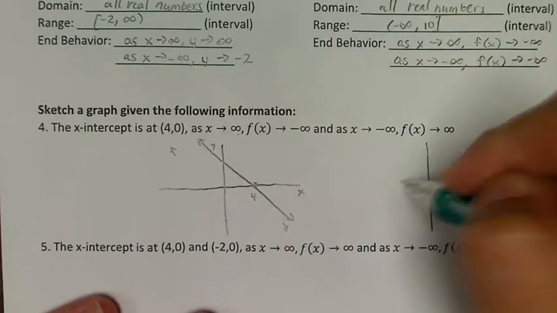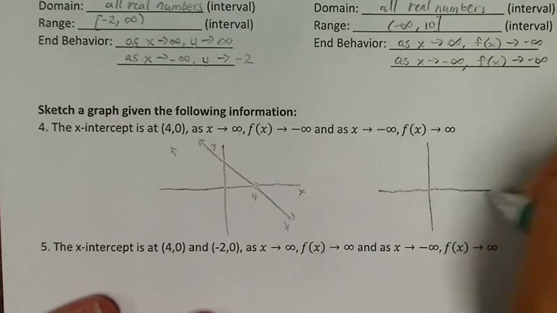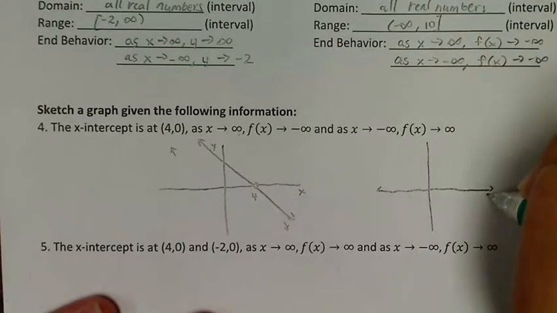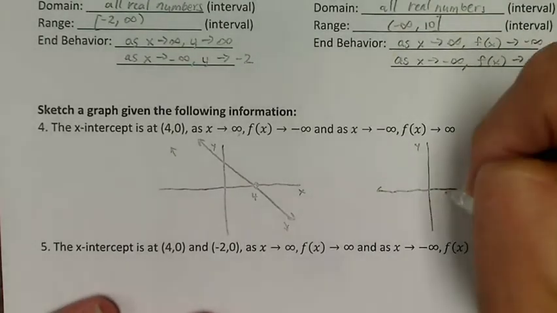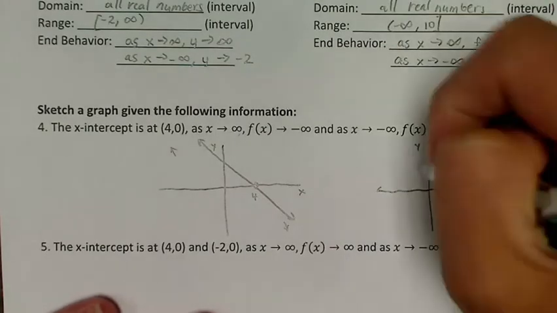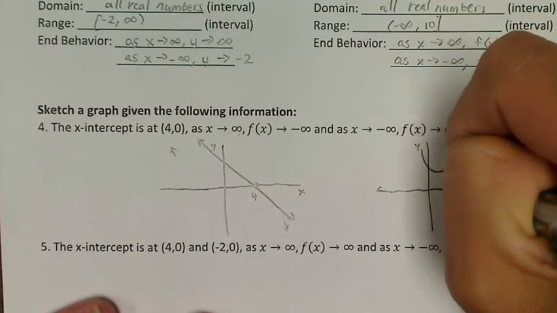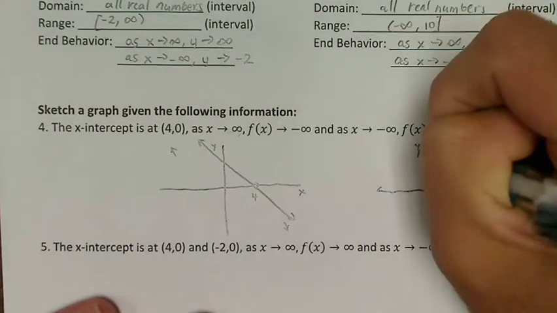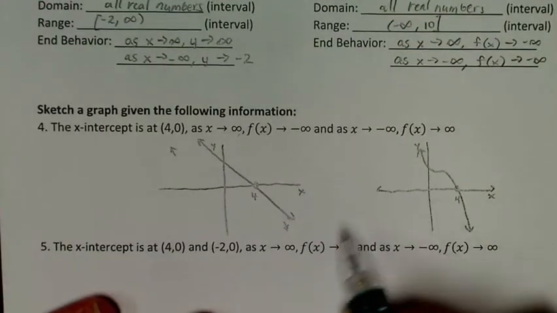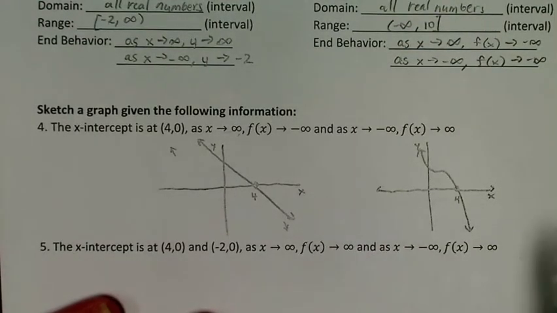You could also have something like, it could be a curve. Some type of curve like this. These two graphs would have the same end behavior.